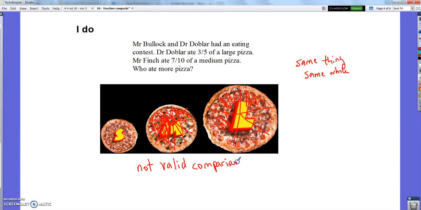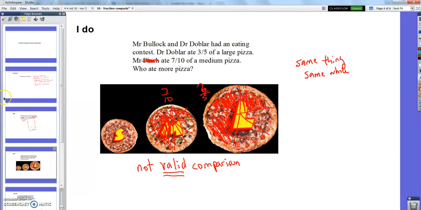It just does not make sense to compare fractions when they're not comparing the same thing. And that's really the main situation you're going to run into where they don't make sense. Just because Mr. Bullock's fraction was bigger, well, my pizza was bigger, so I might have eaten more than him even though my fraction was smaller because my pizza was bigger. We don't really know. So we would just say this is not a good comparison. Okay? All right, open your math notebook.